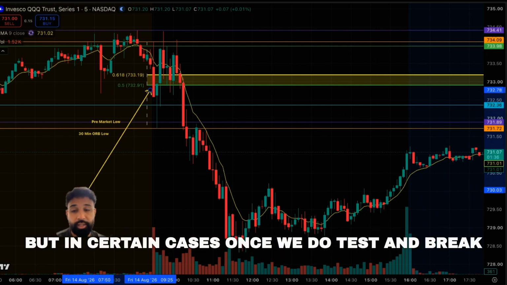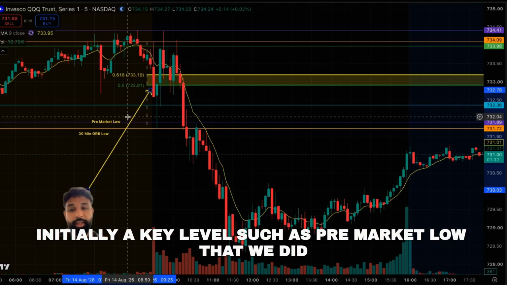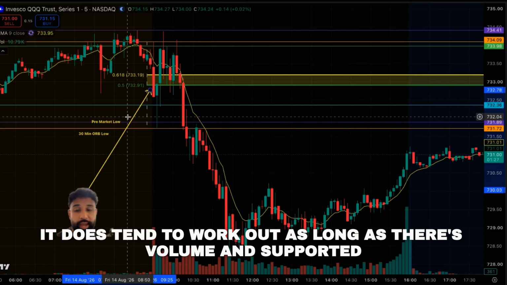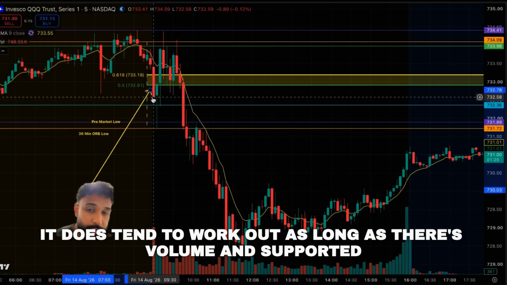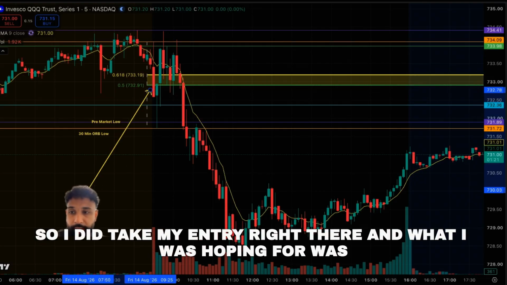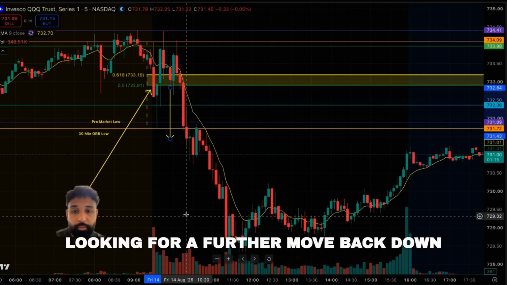But in certain cases, once we do test and break initially a key level such as pre-market low that we did, if you do enter and you see enough selling pressure, or buying pressure if you're going long, it does tend to work out as long as there's volume and supported movement within the market. So I did take my entry right there, and what I was hoping for was a push back down to pre-market low to take my first scale out, and then looking for a further move back down.